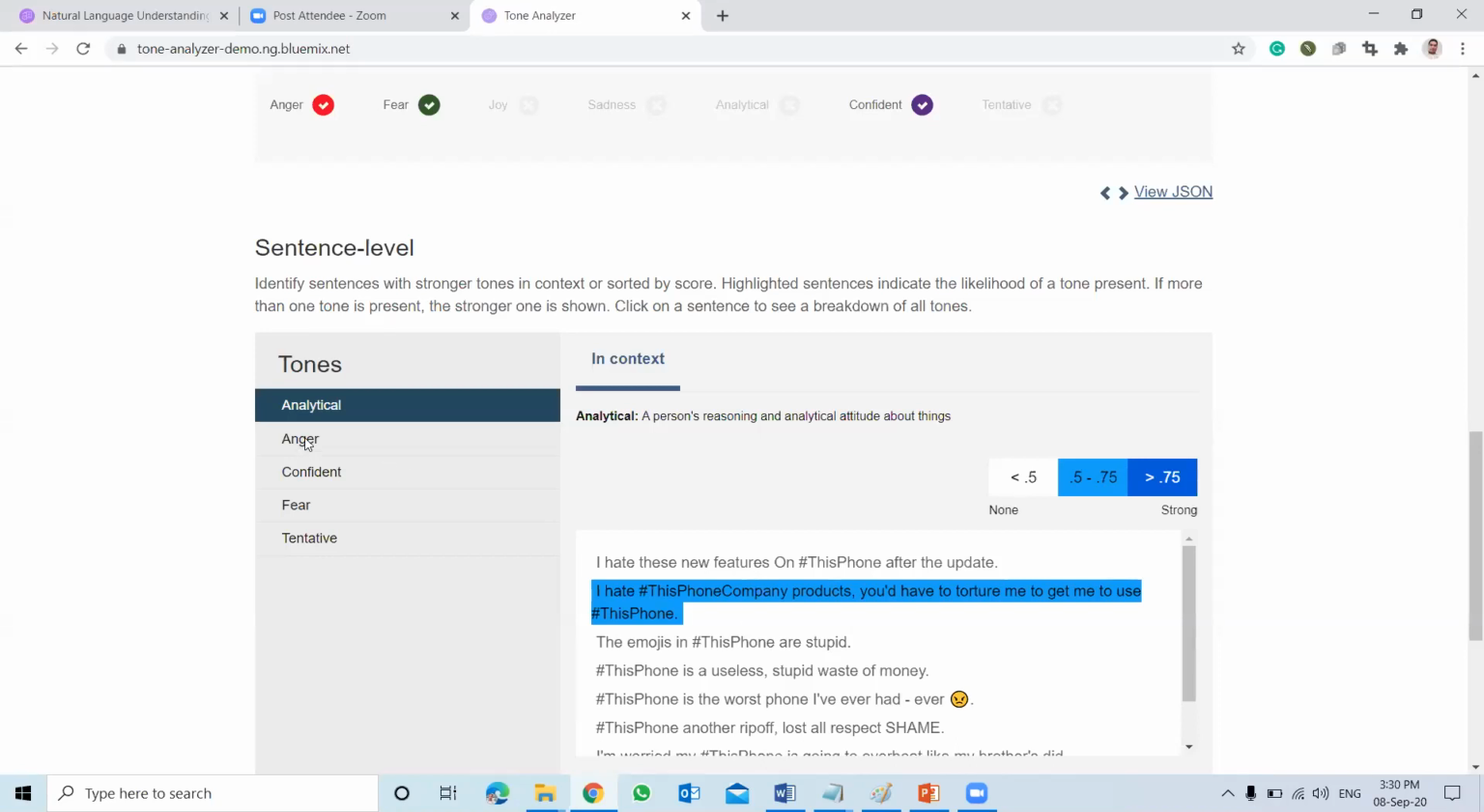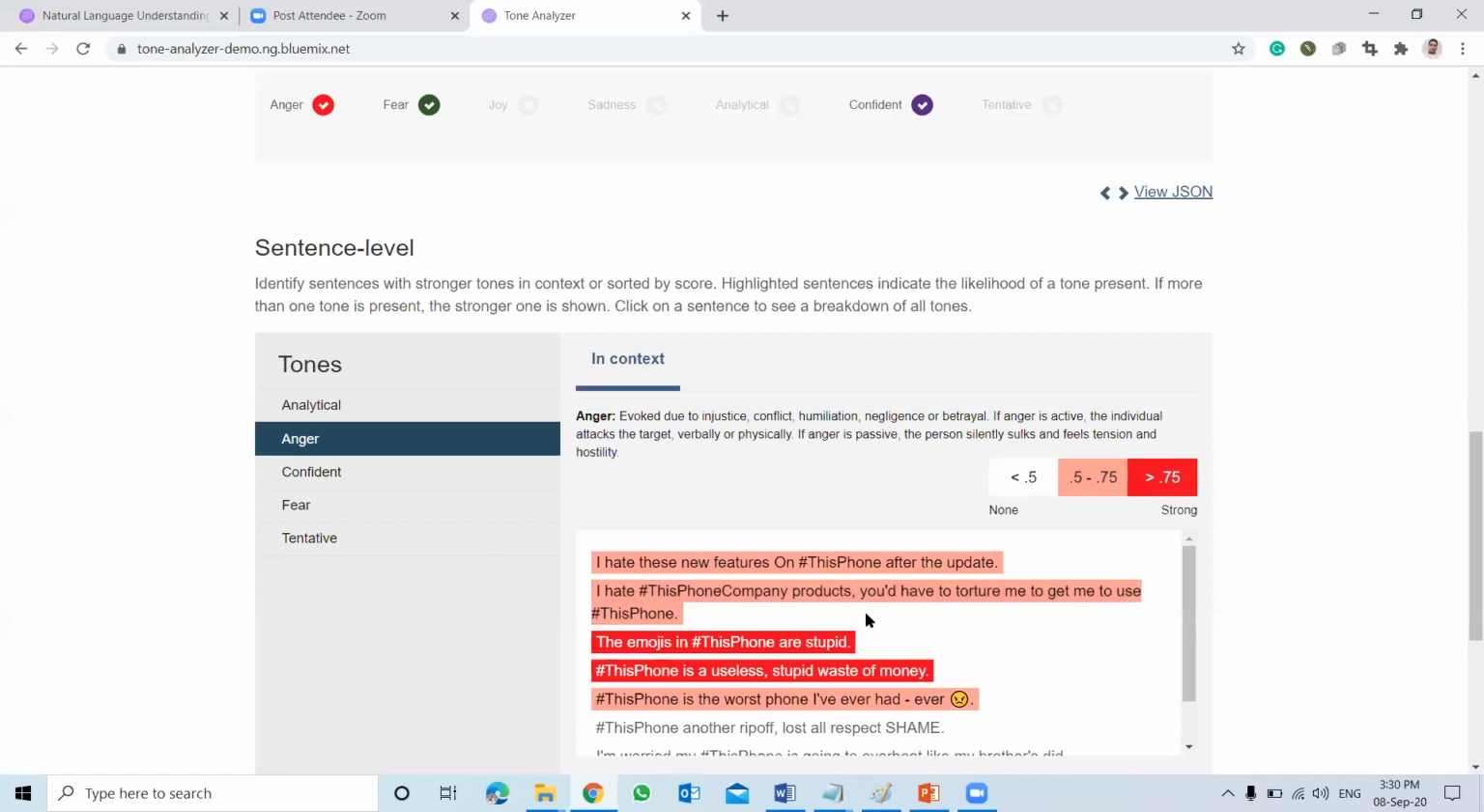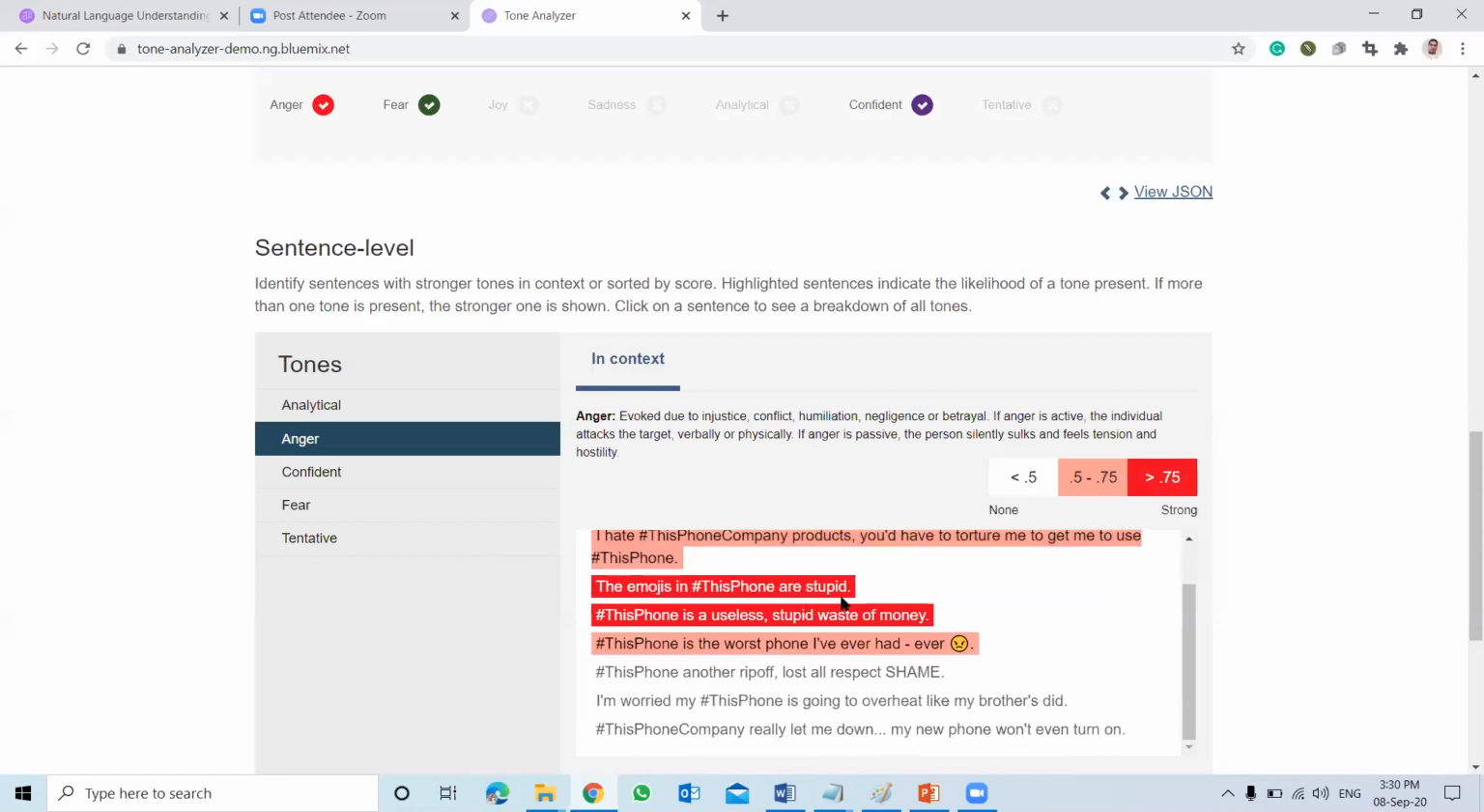So let me go with anger. Guys, you can see the emojis and the text: the phone is stupid, the phone is useless, stupid, waste of money. So the meaning is that according to the text, we are getting these outputs, guys. So easily you can analyze which is good and which is not good for you. That is what they have for the tweet.